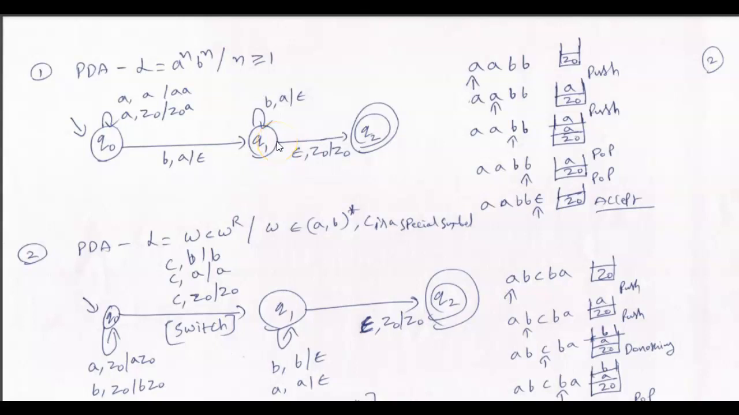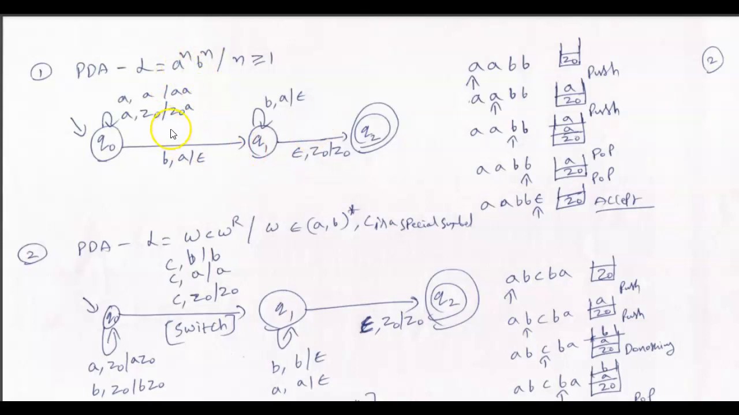In continuation to the earlier lecture, I already mentioned that to construct a PDA we have to decide three things. The first one is when we have to do the push, when we have to perform the pop operation, and when we have to change the state. For example, here we have a to the power of n, b to the power of n.